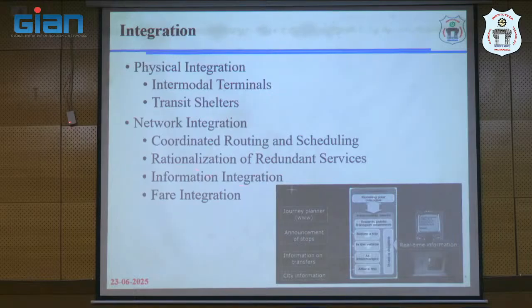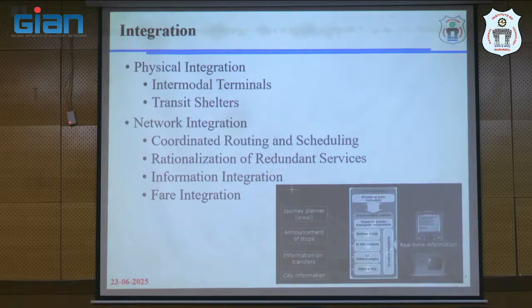So then the information integration, that means the integration in terms of the arrival patterns of the different modes, and the fare integration. So sometimes you can make a single fare structure for all the integrated transit modes together. So mostly these platforms may look like this actually. So of course, Kochi has already introduced this kind of a platform.